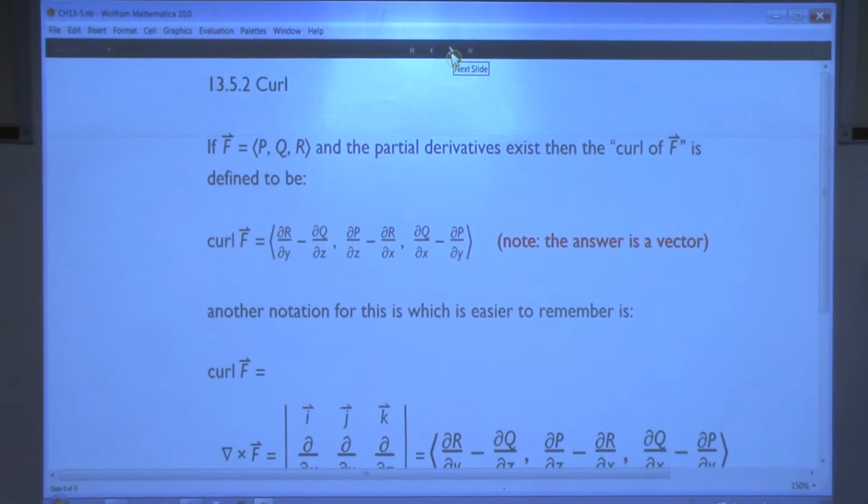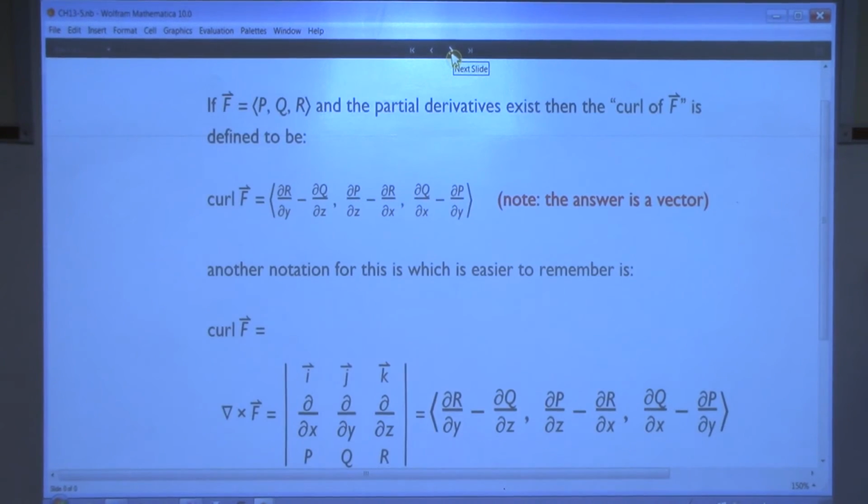Well, what do you want to see? The computation, or you want to know what they are first? Yeah. You want to know what they are? Okay. Curl.